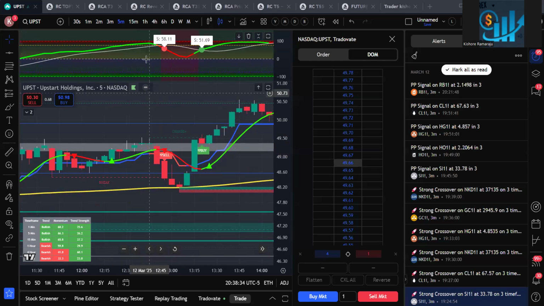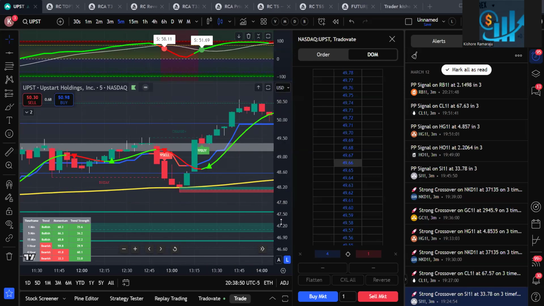Yeah. So here this was 58. It was choppy, right? When you take a trade somewhere in between, 58 is like somewhere in between. It came down and immediately started going up. I took a wrong trade here.